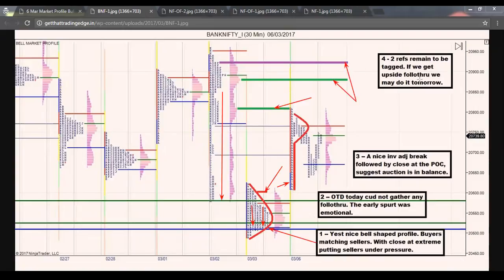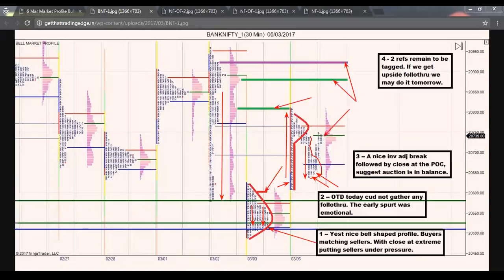So two references remain. What happens is, similar to Nifty, we get this P shape. A nice open test drive higher, but a P shape leading to an inventory adjustment break. But if you look at this particular inventory adjustment break, you also see a nice B shape forming, a micro B profile kind of thing, suggesting that once this inventory adjustment break happened, buyers came in and accumulated their positions again. That essentially defended this particular open test drive in the morning and again closed higher from this level.